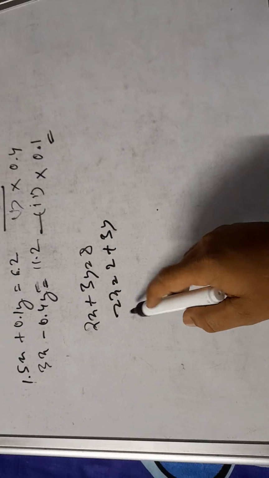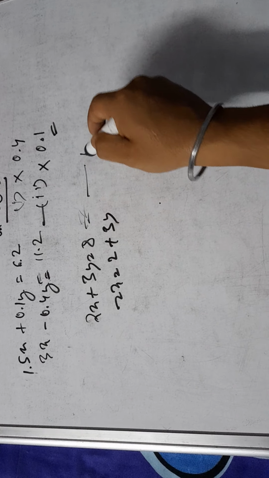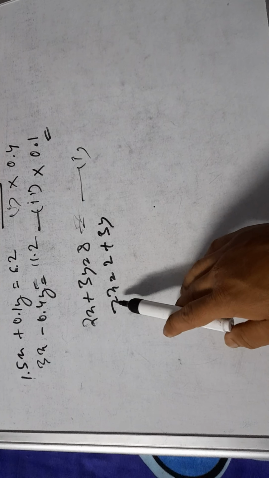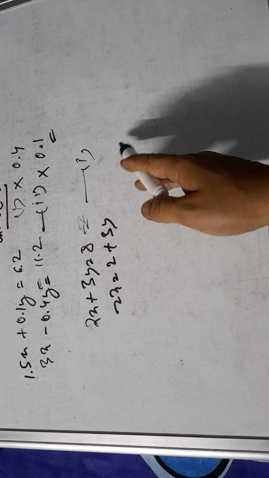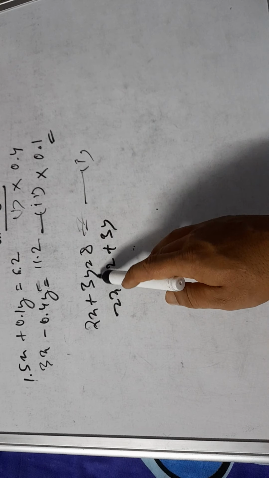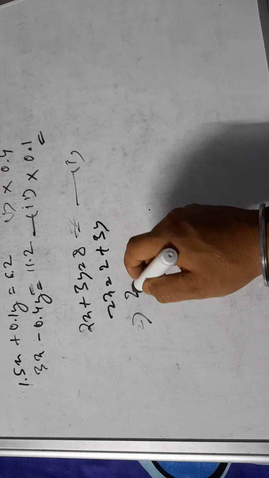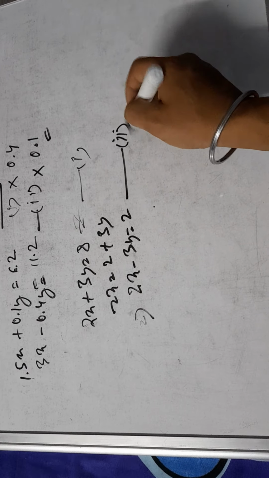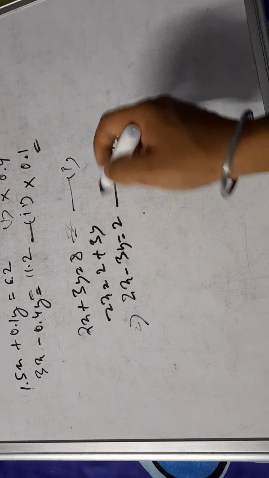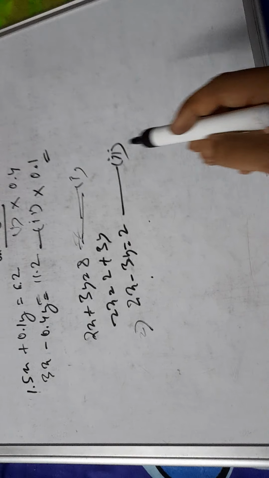Now the second question is 2x plus 3y equals 8. The first equation is okay. In the second equation you can see 2x equals 2 plus 3y, it is on the right side, while in the first equation it is on the left side. So in this format, how will we convert it? 2x minus 3y equals 2. This will become your second equation. By that we can make the first equation and second equation.